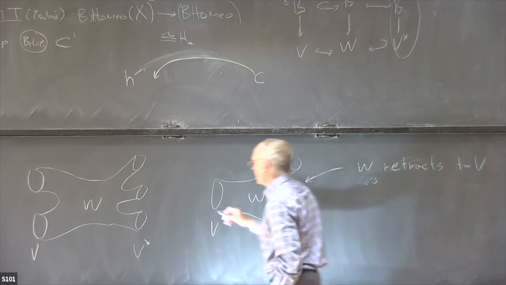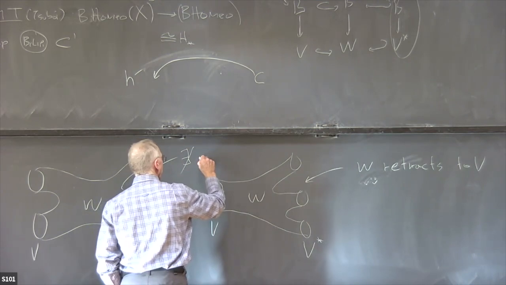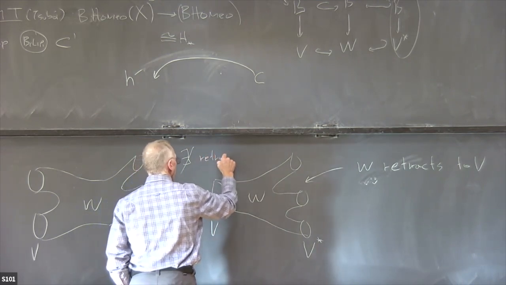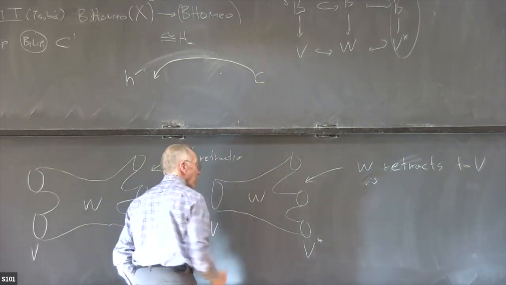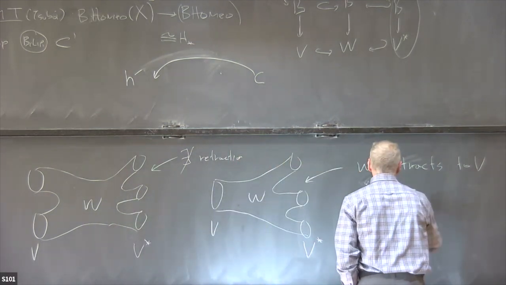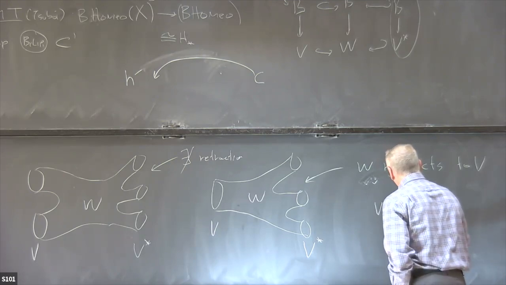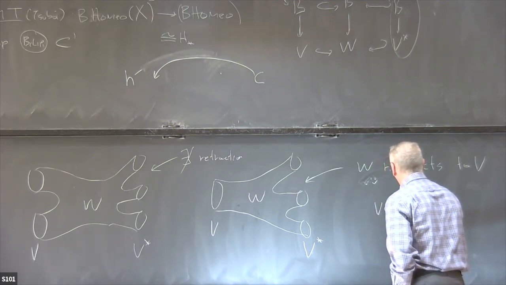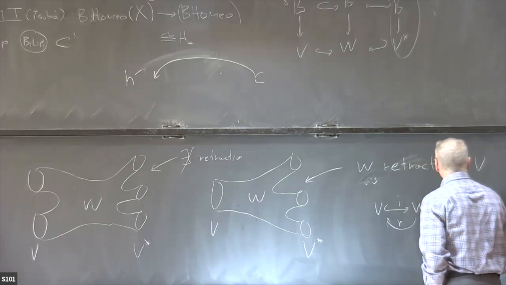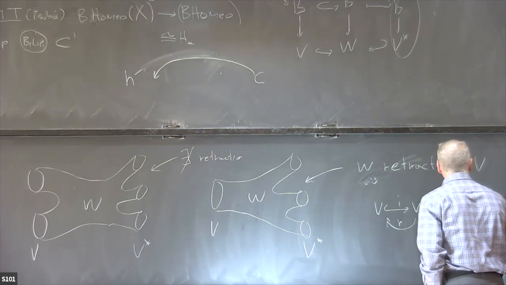In this case, there does not exist a retraction. Let me remind you of the retraction. There's an inclusion map W, and a retraction is a map in the other direction, R, so that the composition of R followed by the retraction is homotopic to the identity, or is the identity. It doesn't matter.